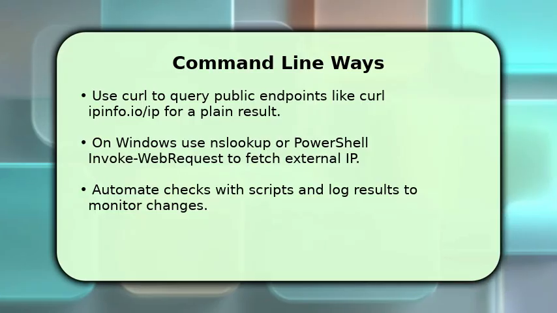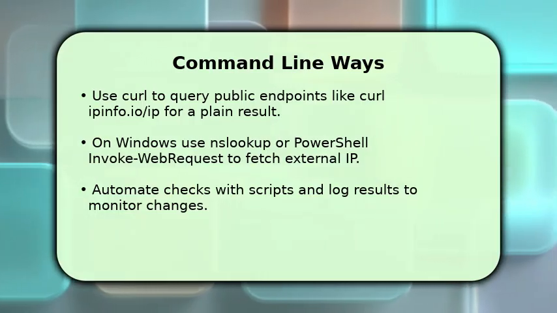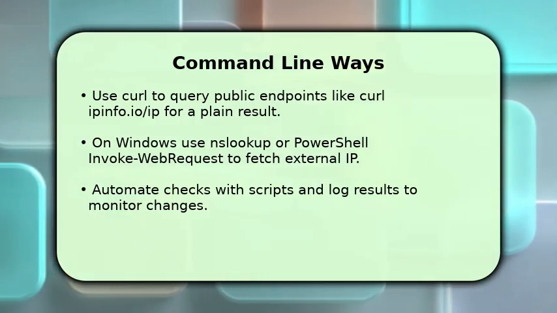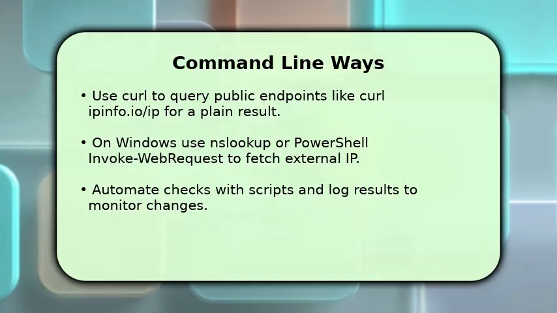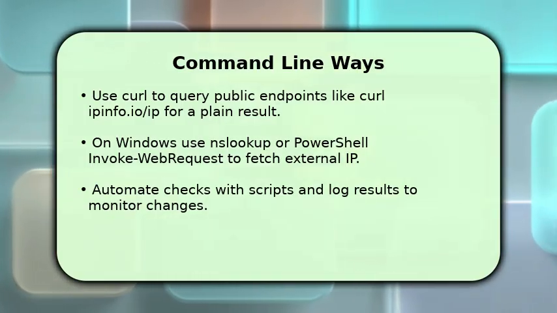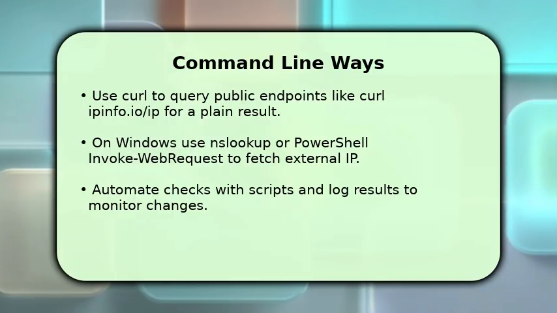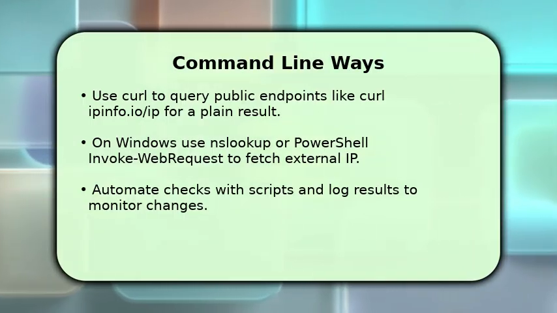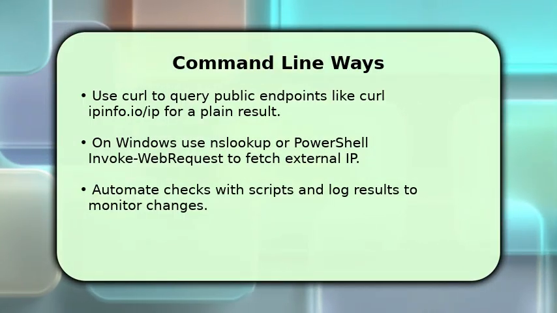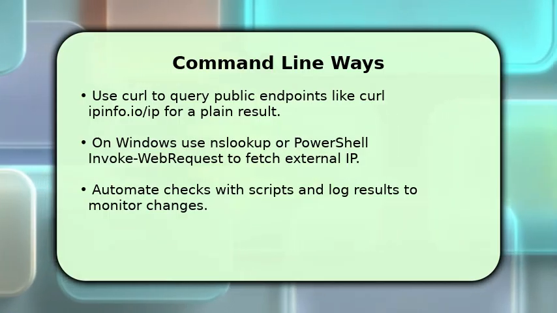In this video, I will explain how to get your public IP updated. Open a terminal and use curl, dig, or PowerShell to query a known external endpoint for a clean IP string. Example commands return a plain IPv4 or IPv6 value you can parse in scripts or monitoring tools.